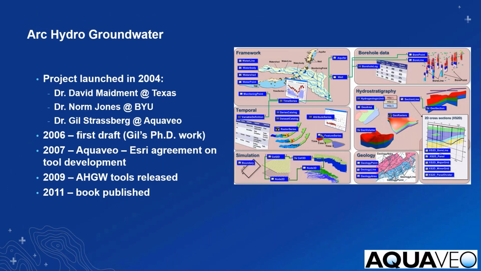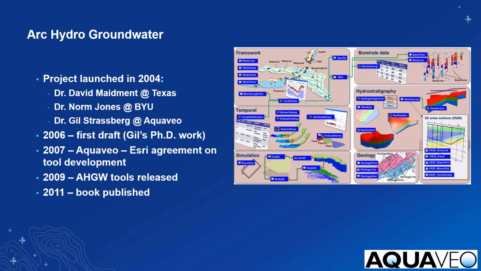There were a number of questions over the last few weeks regarding the ArcHydro for groundwater, so let's cover that in some detail. The project launched in 2004, 2 years after the initial ArcHydro was released. David engaged Dr. Norm Jones, a professor at BYU, to help him with the groundwater and subsurface domain expertise, and had Gil do his PhD on the subject.